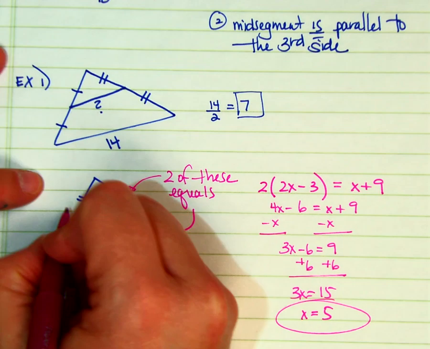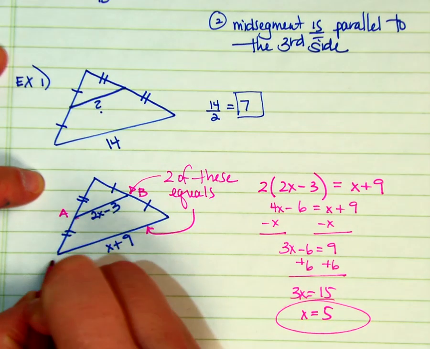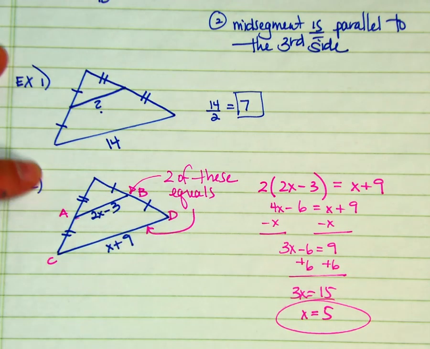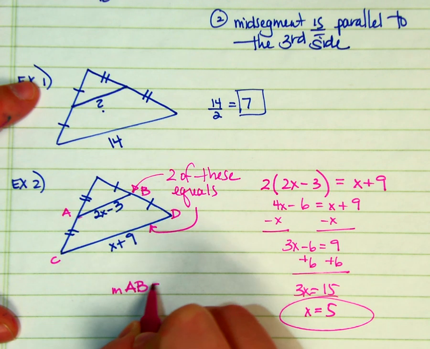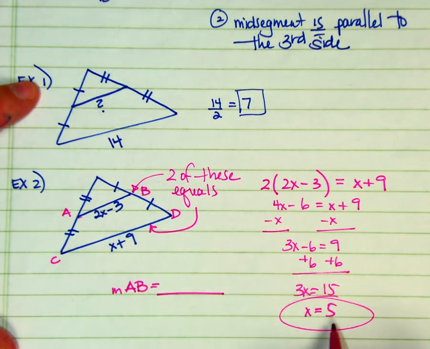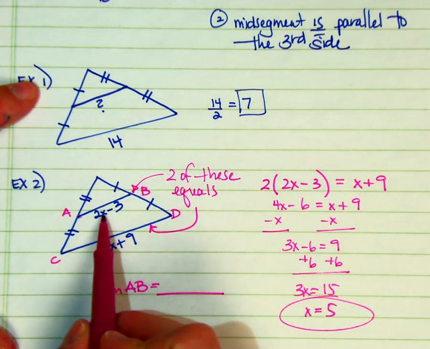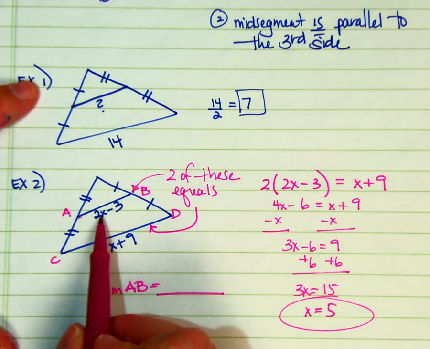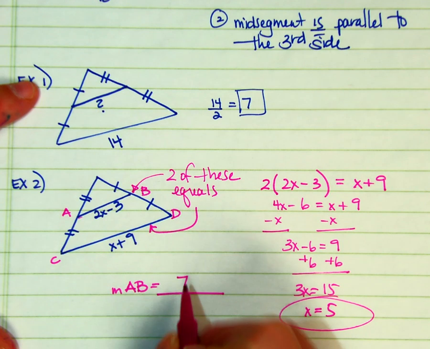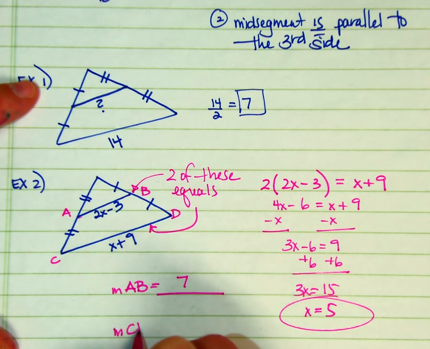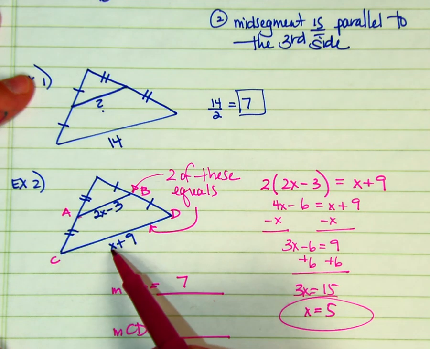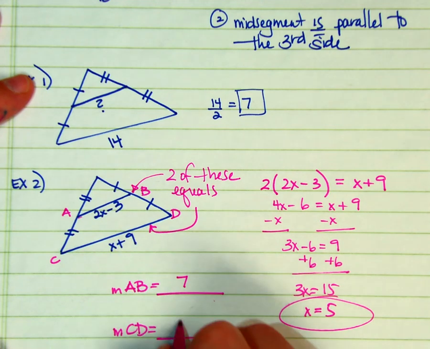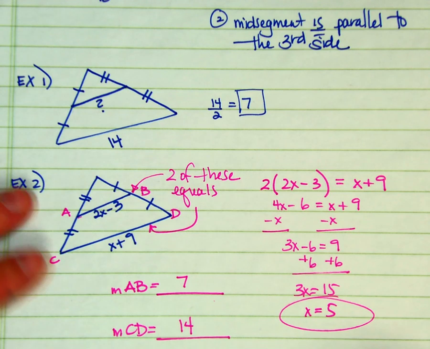Now, if I were to label this as AB and this is CD, and I want to find the length of AB or the measure of AB, I would have to plug this value back in. So if I plug a 5 in here, 2 times 5 is 10, minus the 3 gives me a 7. And the measure of CD, this is 7. This should end up being 14. Let's make sure that that's right. If I put a 5 in here, 5 plus 9 does give me 14. So that does work.